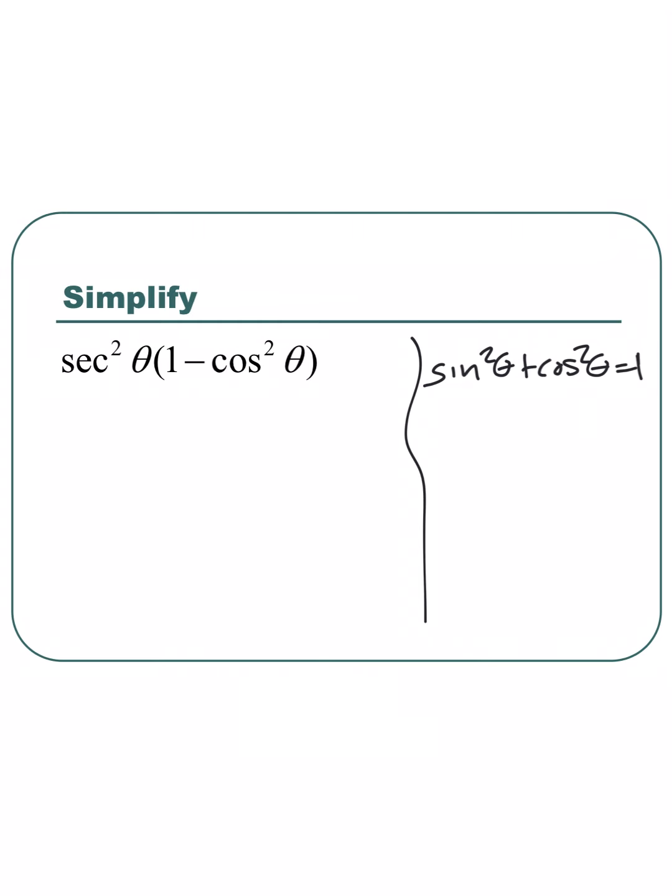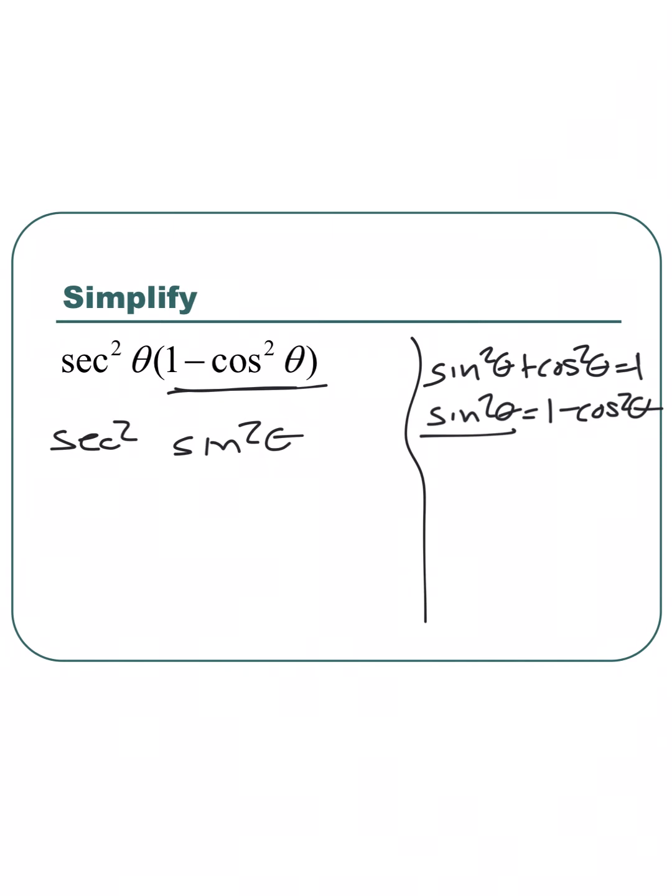And here I have 1 minus cosine squared. So the question is, how can I get 1 minus cosine squared from my original equation? If I subtract cosine squared on both sides, then I would have sine squared is equal to 1 minus cosine squared. So now I can substitute sine squared in for my 1 minus cosine squared. So I'm going to go ahead and do that. And then I have secant squared.